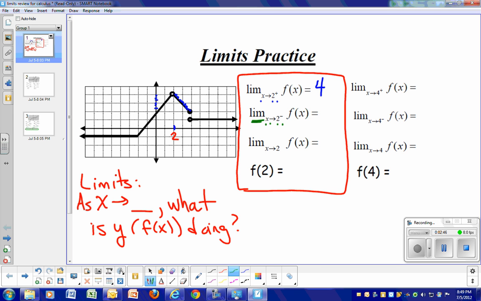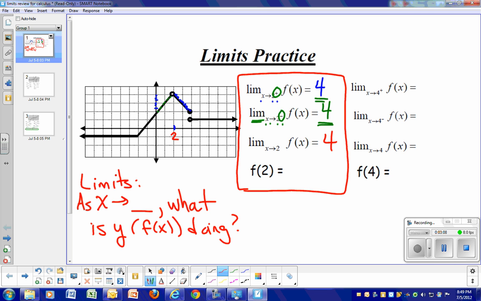Okay? This part is asking, again, as x gets closer to 2 from the left, what is y getting closer to? All right, well, now I'm coming up this way. And as I get closer and closer to that value of 2 for x, what's happening to the y values? Well, they're getting closer and closer to 4. Now, when the right hand and the left hand limits agree, then we have an overall limit. Our overall limit here is 4.